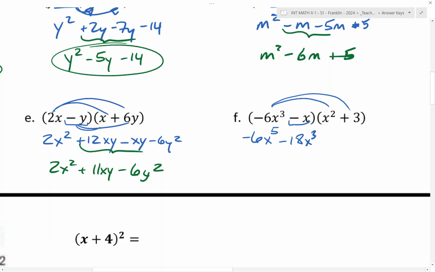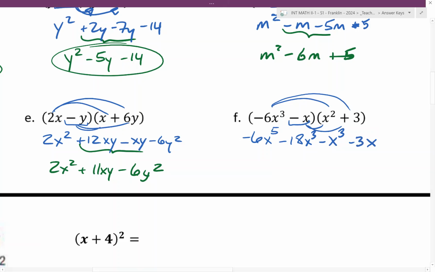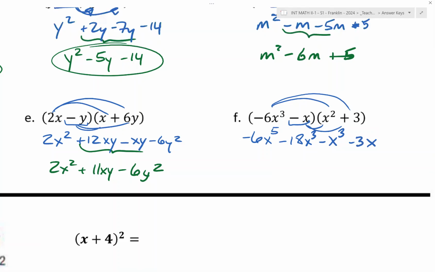And now the second set, negative x times x squared is negative x cubed, and then negative x times 3 is negative 3x. All right, and now we can check for like terms. So negative 6x to the 5th, and negative 18 minus 1 is negative 19 x to the 3rd. And then minus 3x.